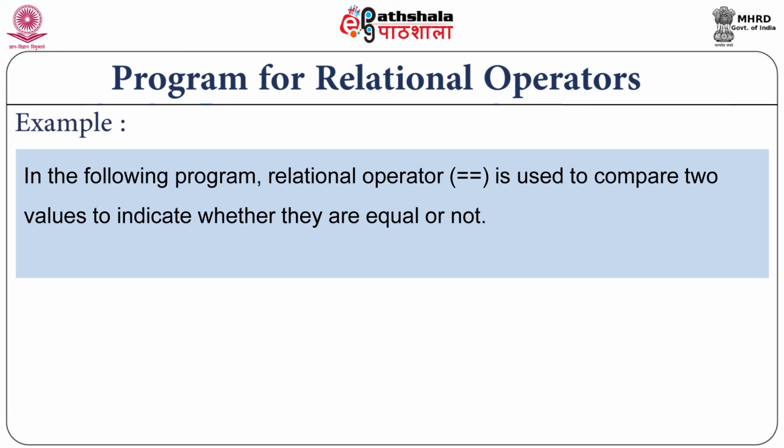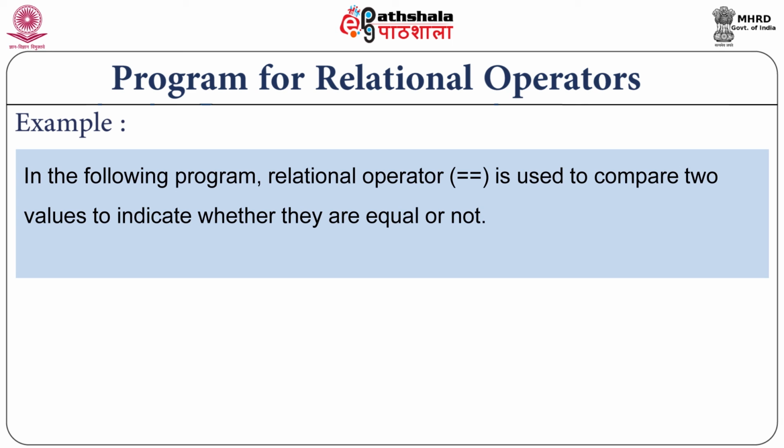For the relational operator, you need to use the symbol double equal to, and this double equal to symbol is generally used to compare two different values. In the following program, the relational operator is used to compare two different values, whether they are equal or not equal. If both values are equal, then the output is displayed as values are equal, else the output is displayed as not equal.